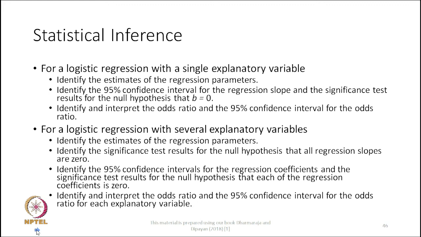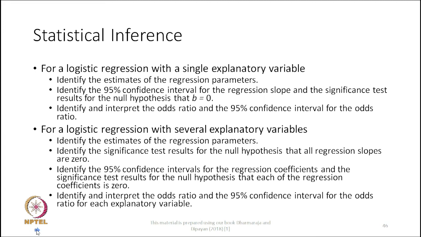Whatever we have explained till now is with a single explanatory variable. That means whenever you have a single explanatory variable, you can estimate the regression parameters, that is both A and B, and you can go for a 95% confidence interval, or for any given level of significance alpha, a confidence interval for the regression slope, that is B. Also, you can go for a significance test for the null hypothesis that B is equal to 0.